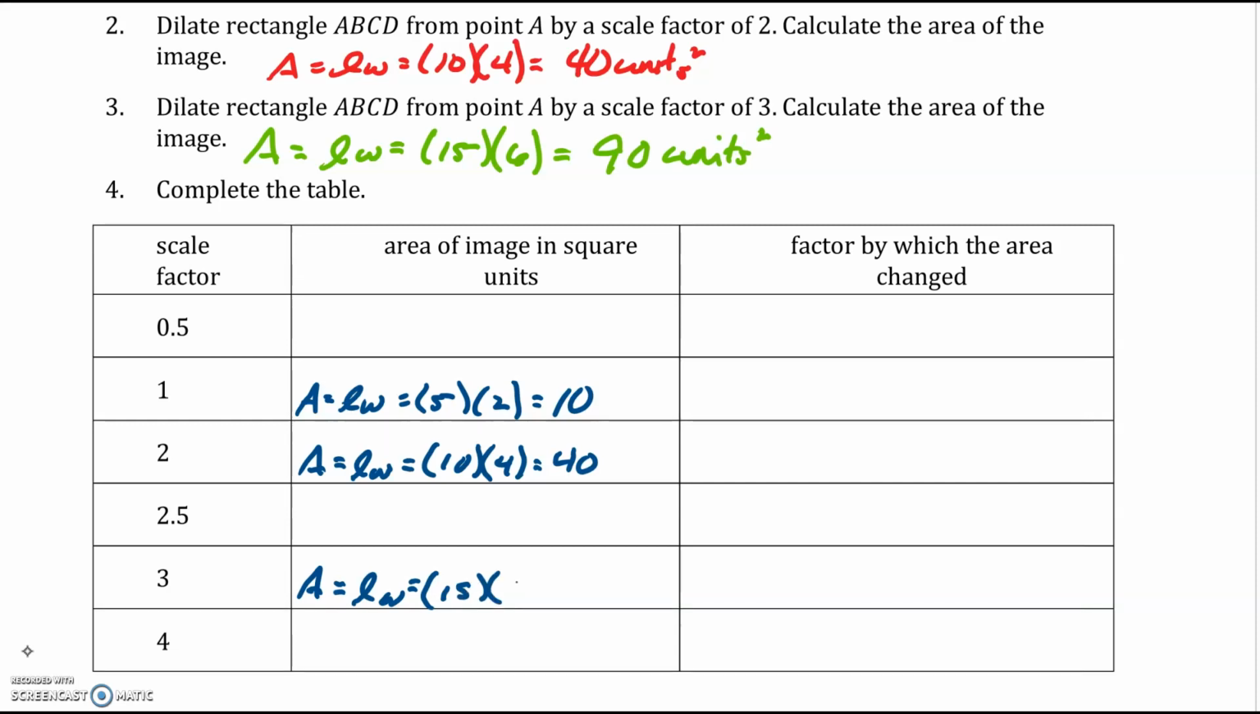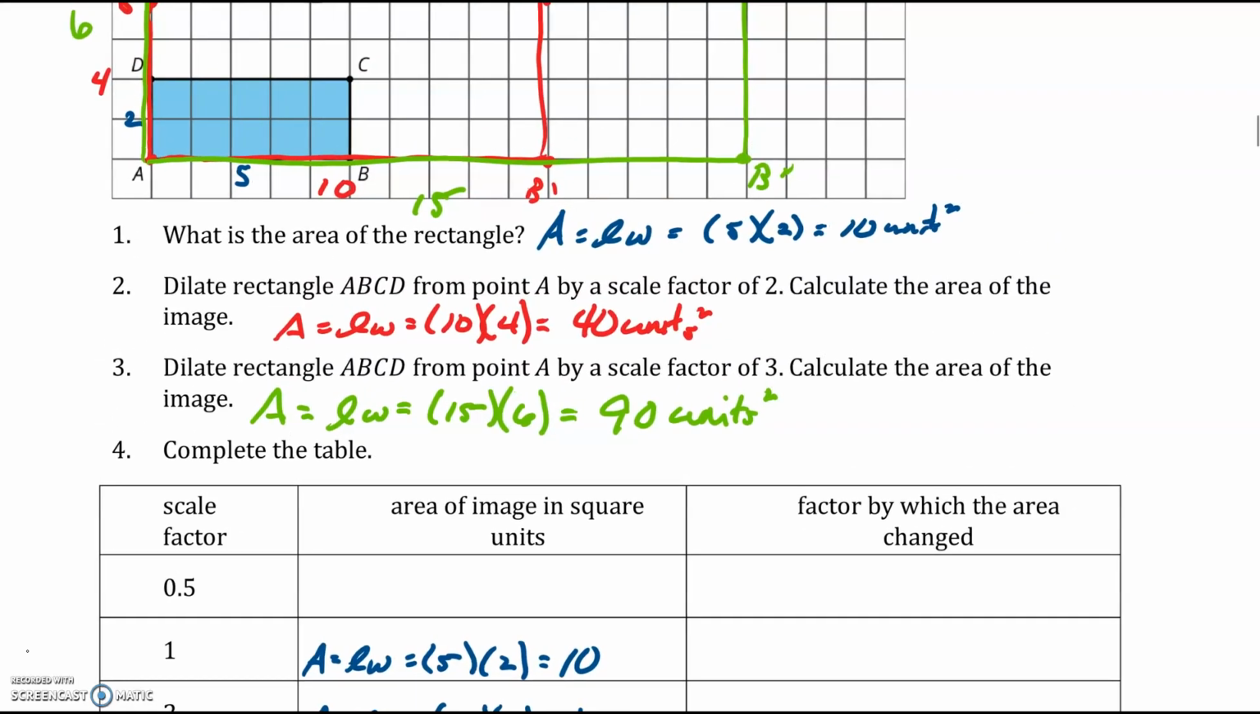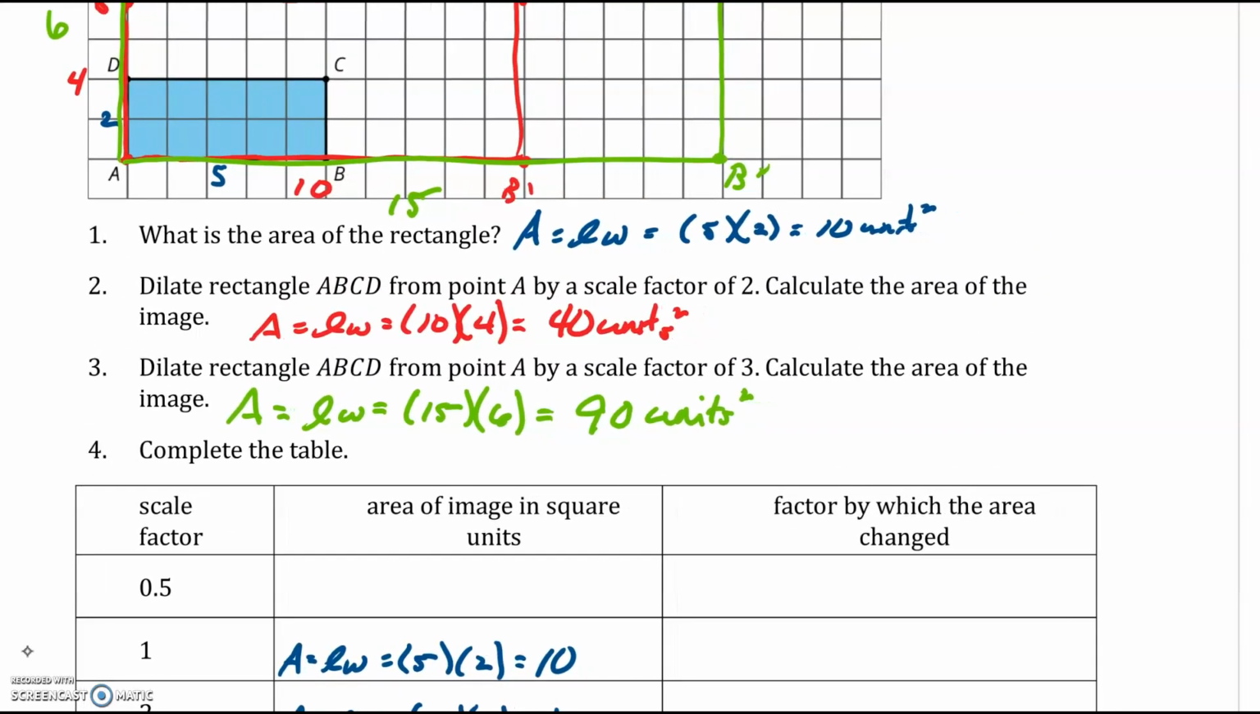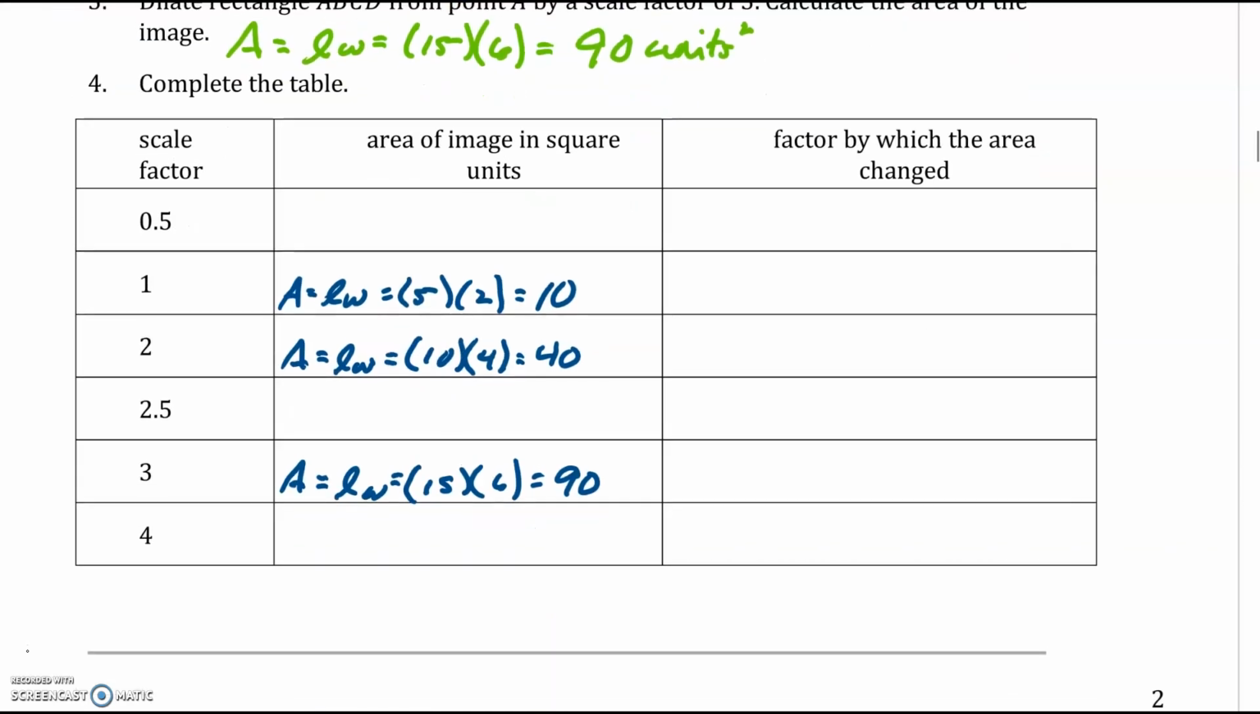Our new width was 6, and that was 90 square units. Now, let's do a scale factor of 4. So if we scroll back up here, remember what's going to happen to our original rectangle. There's my original rectangle. If I'm going to dilate this rectangle with a scale factor of 4, that means that this length will be 5 times 4, or 20.